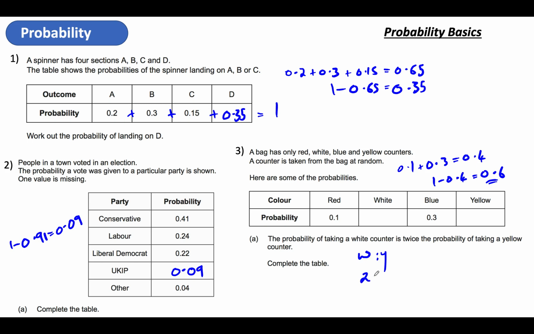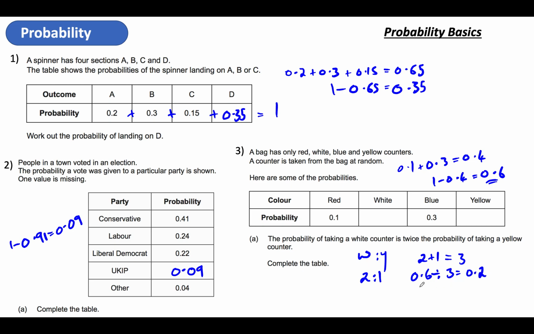So let's write that as a ratio, 2 to 1. There are going to be twice as many white ones as there are yellows, because probability is the same as proportion. So it's a case of sharing my 0.6 in the ratio of 2 to 1. Now remember, if you're sharing in a ratio, you add, divide, multiply. So you add up the parts of your ratio, so there's 3 parts. You divide the thing you're trying to share. Now I'm trying to share this probability between those 3 parts, which gets you 0.2.